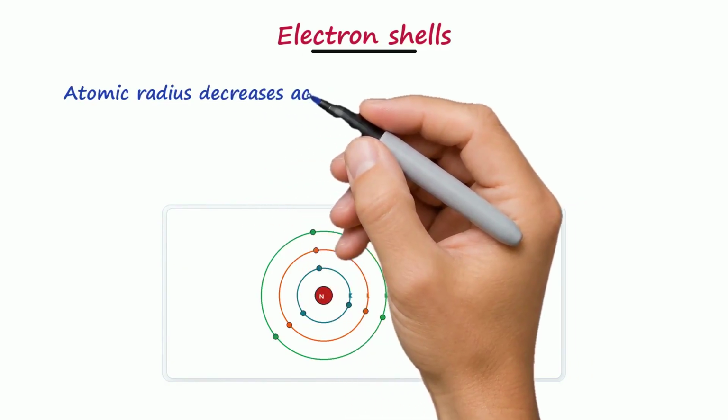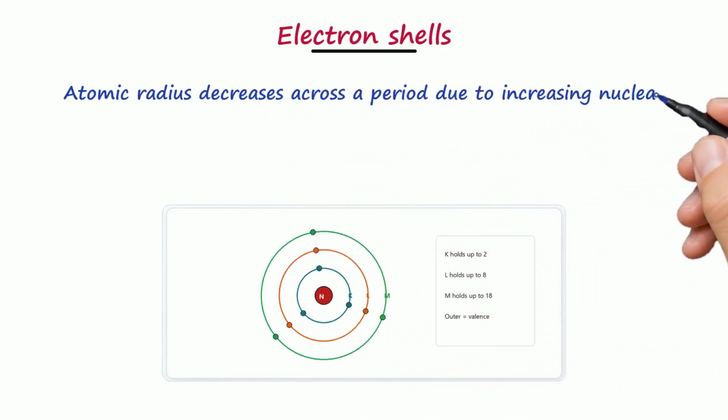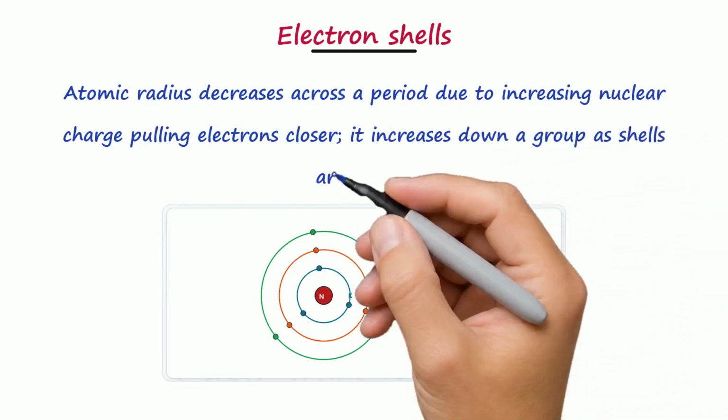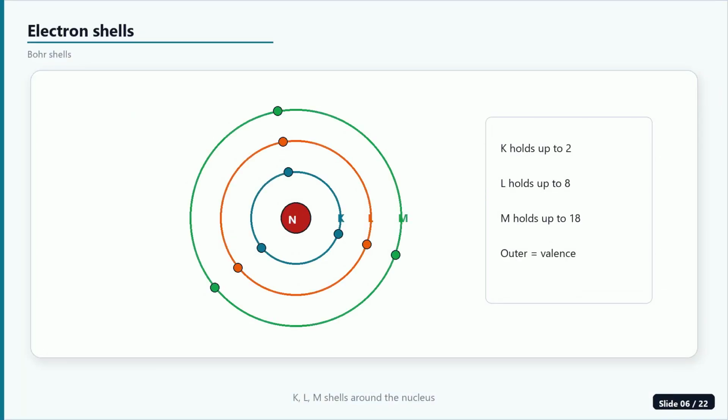Atomic radius decreases across a period due to increasing nuclear charge pulling electrons closer. It increases down a group as shells are added. Shells are energy levels around the nucleus. Chemistry happens mainly with the outermost electrons, the valence shell, not the ones buried inside.